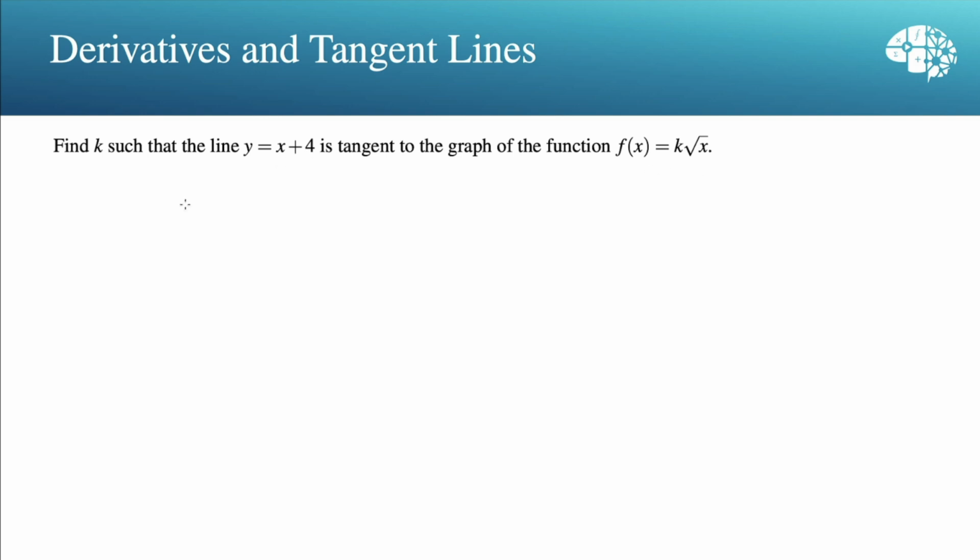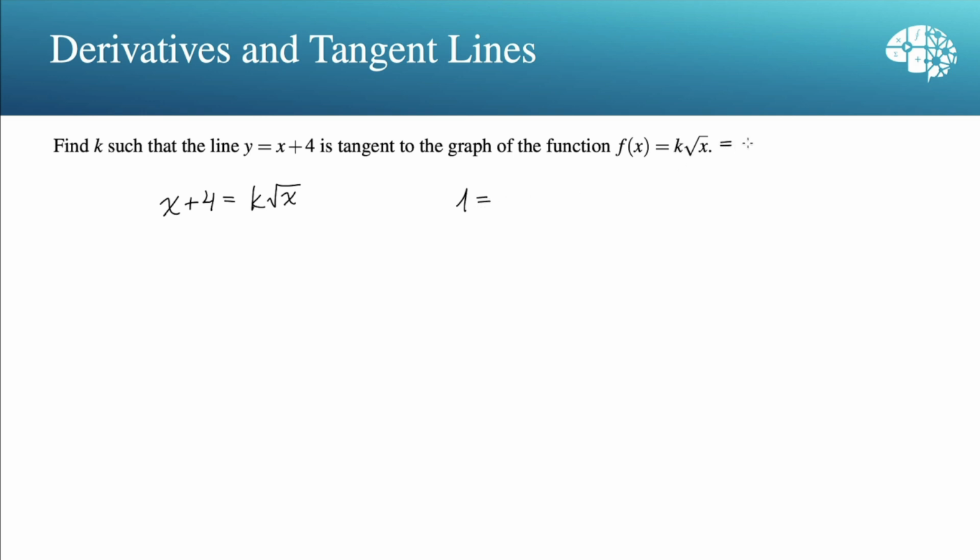First, to have them intersect each other, we just need them to equal each other. So x plus 4 is equal to k root x. This equation says that the two functions will intersect each other. And second, we need the slope of the line to be the derivative of the function. Well, the slope of the line is 1, equals, and then we can take the derivative of this function.